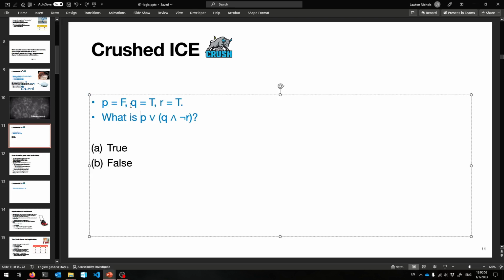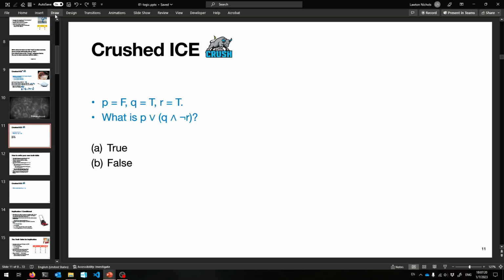So if I give you the values for P, Q, and R, what is this? What is the answer? So this is P ORed with Q, right? P ORed with this whole thing, right? Which is Q and not R. So see if you can figure that out. Is it true or is it false?